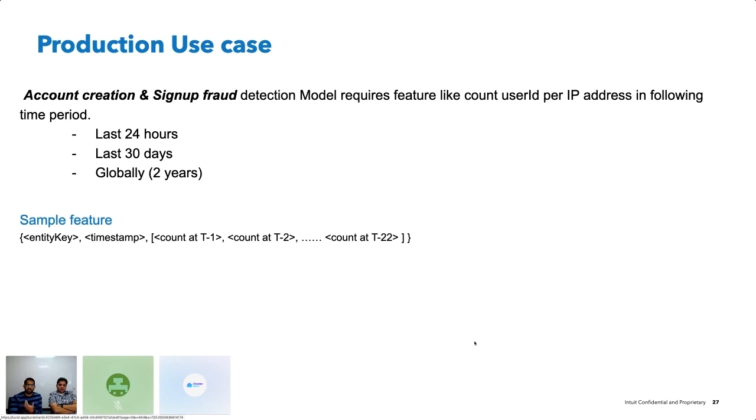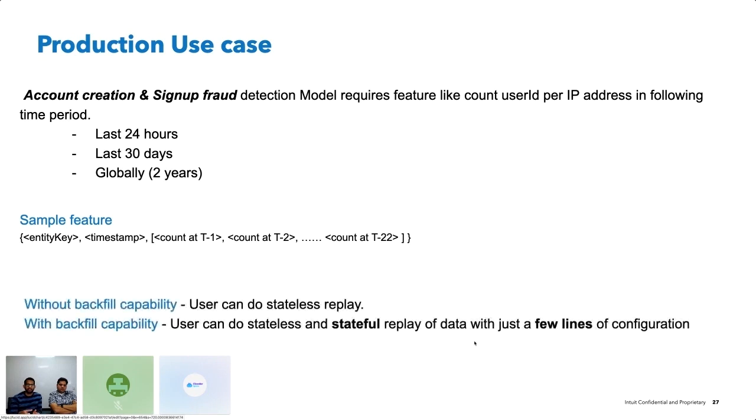So the entity key would be IP address, count of IP address, current timestamp, and then they'll see, in the last 24 hours, how many logins are happening with this, how many signups are happening on this particular IP. Last 30 days, last 1 year or few months, how much it is happening.